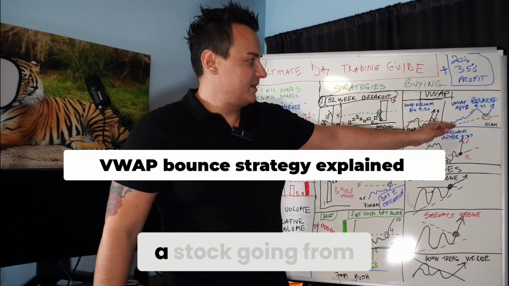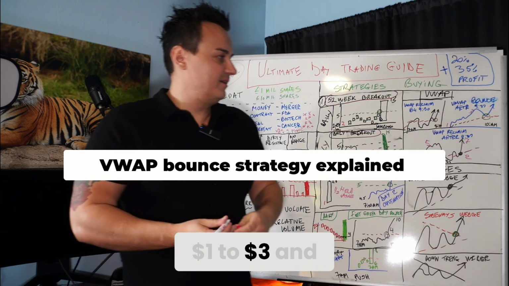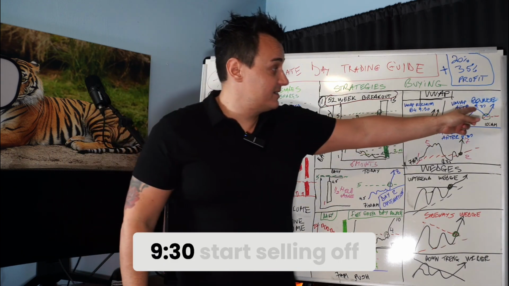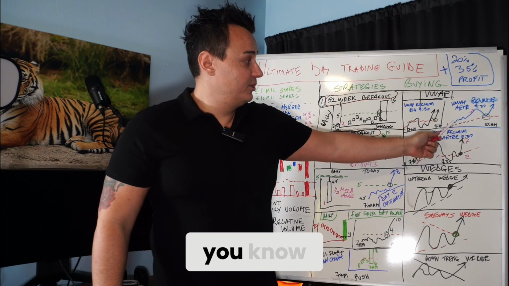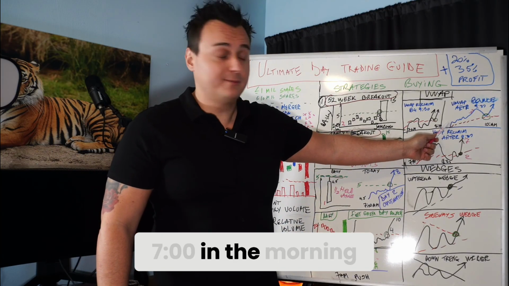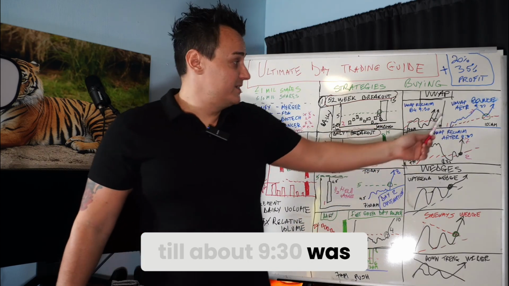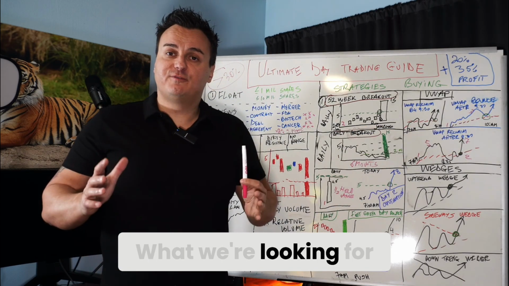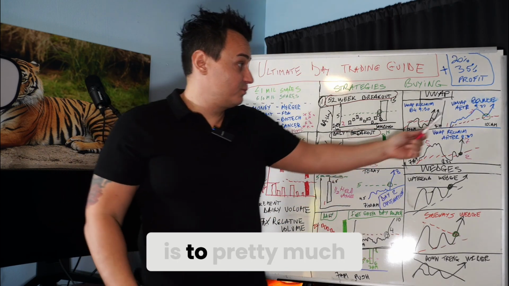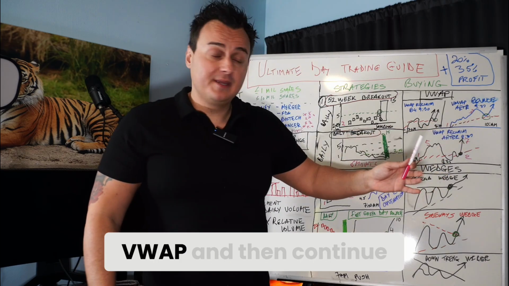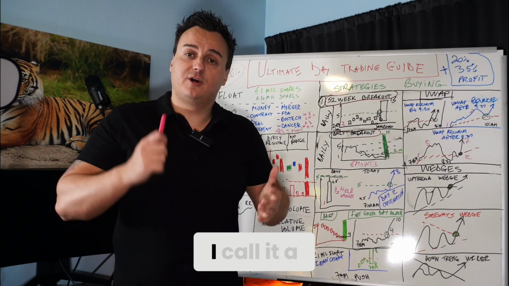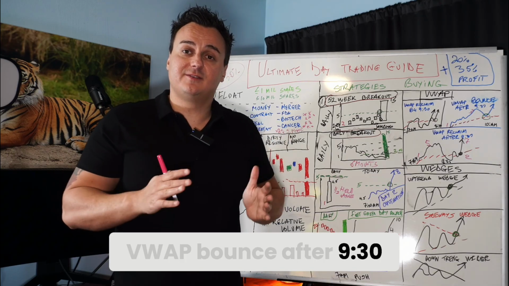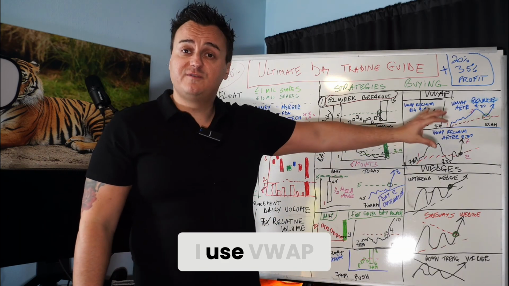Had a stock going from $1 to $3, and then pretty much at 9:30 it starts selling off. You can see that most of the time, when the stock moved from 7 o'clock in the morning till about 9:30, it was above VWAP. What we're looking for with the VWAP bounce strategy is for it to come back down to VWAP and then continue back up. That is a very simple pattern. I call it a VWAP bounce after 9:30. So this is how I use VWAP.